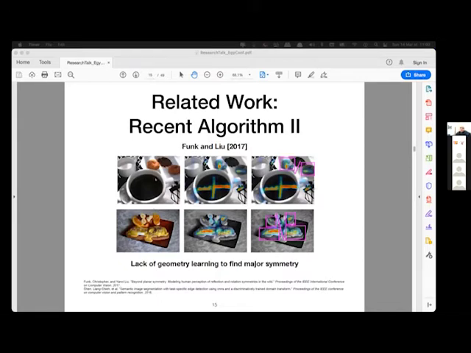For example, if we look at this object here, based on what he learned, he can find a symmetry here and a symmetry here, a symmetry inside this bicycle and this bicycle. But because he didn't learn to find symmetry between objects, he can't find the symmetry between this bicycle and this bicycle. The same here: he can find inner symmetries inside the object, but he can't find symmetry between the objects themselves. So he lacks the geometry learning to find the major symmetry inside the image.